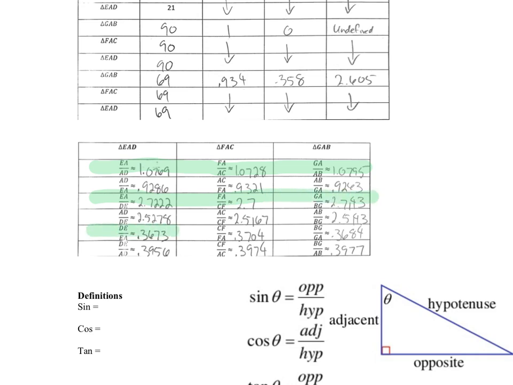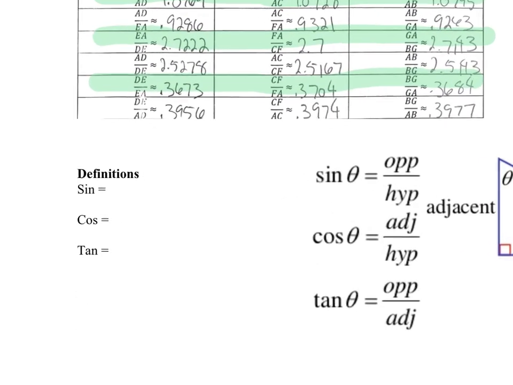all of these ratios were about the same, plus or minus, generally within 1/1000th of a point. So this leads us to the idea that we have these ratios that we saw when we did similar triangles, that corresponding sides together are going to have the same ratios, which leads us to these trig functions. So looking at sine, cosine, and tangent.